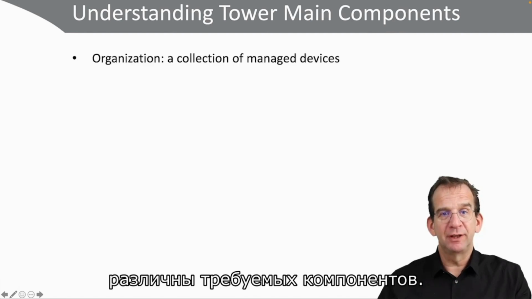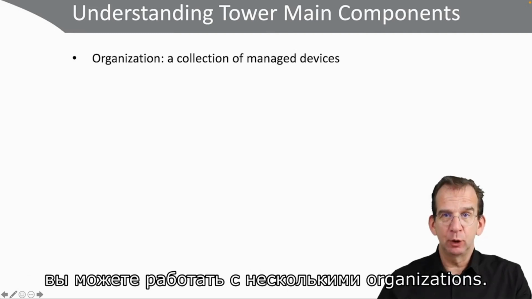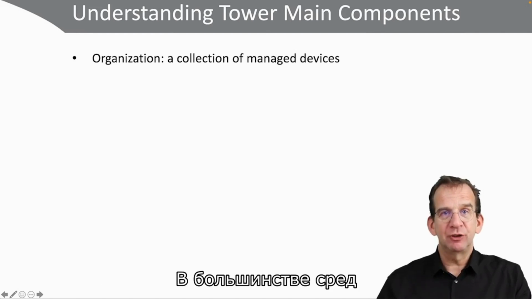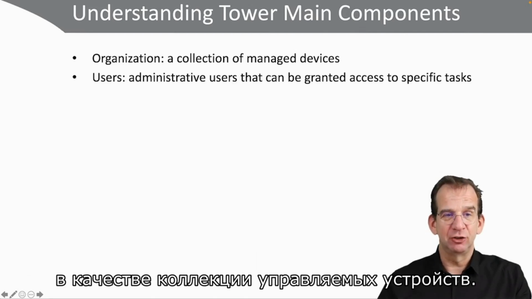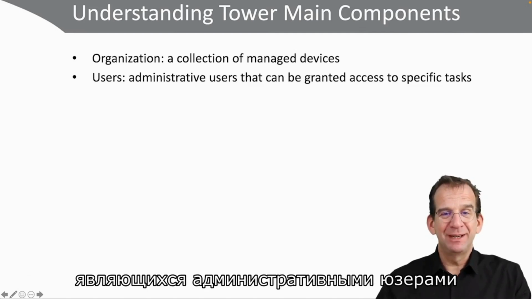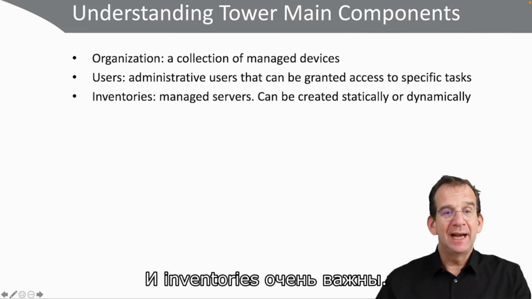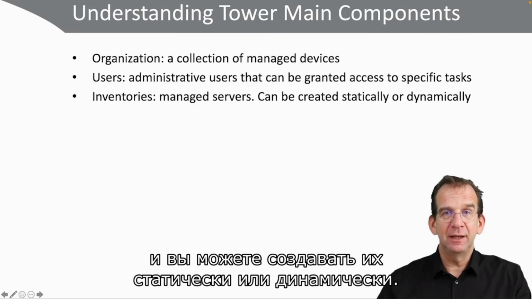Let's do a quick overview of the different components involved before I show you. It starts with the organization. In Ansible Tower, you can work with multiple organizations. That's only for the biggest environments. In most environments, you will be using one organization only as a collection of managed devices. Then there are the users. You can create users, which are administrative users that can be granted access to specific tasks. And inventories. Inventories are very important. They are about managed servers, and you can create them statically or dynamically.